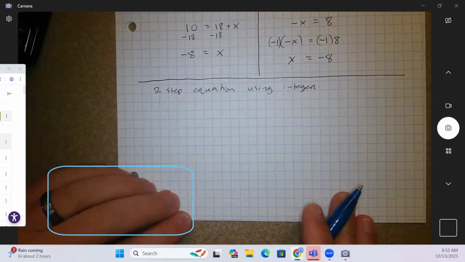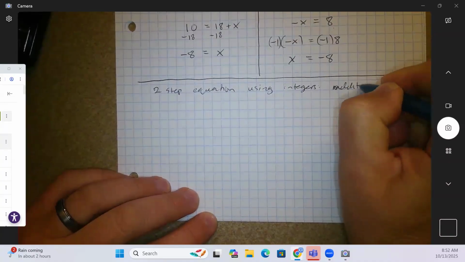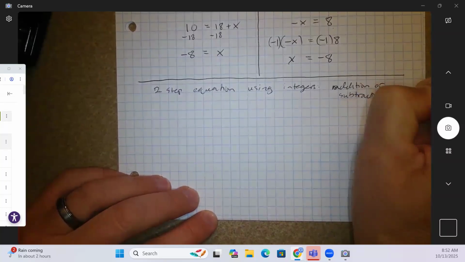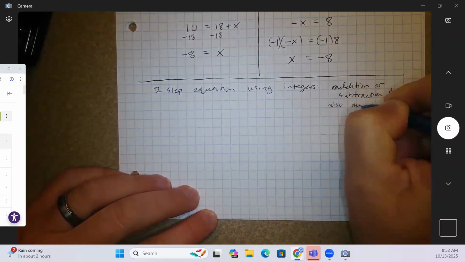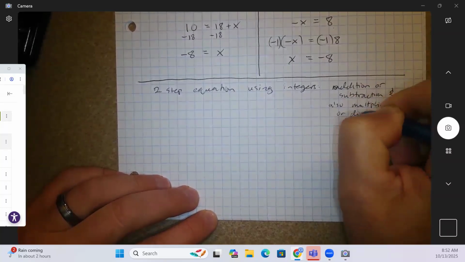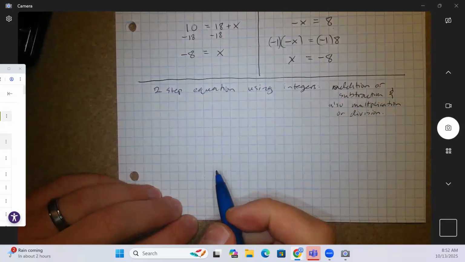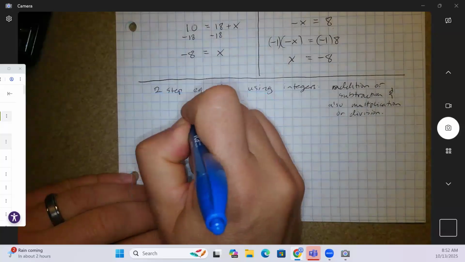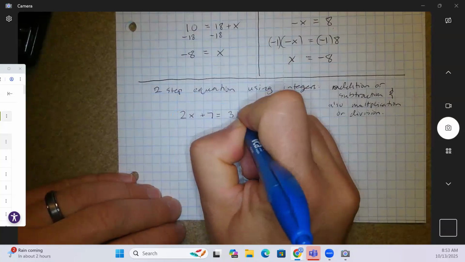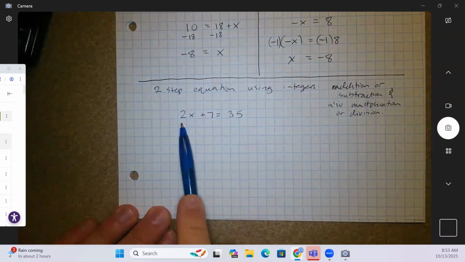So a two-step equation might involve addition or subtraction, and also multiplication or division. So it could look something like 2x plus 7 equals 35. There's an addition and there's also a multiplication.